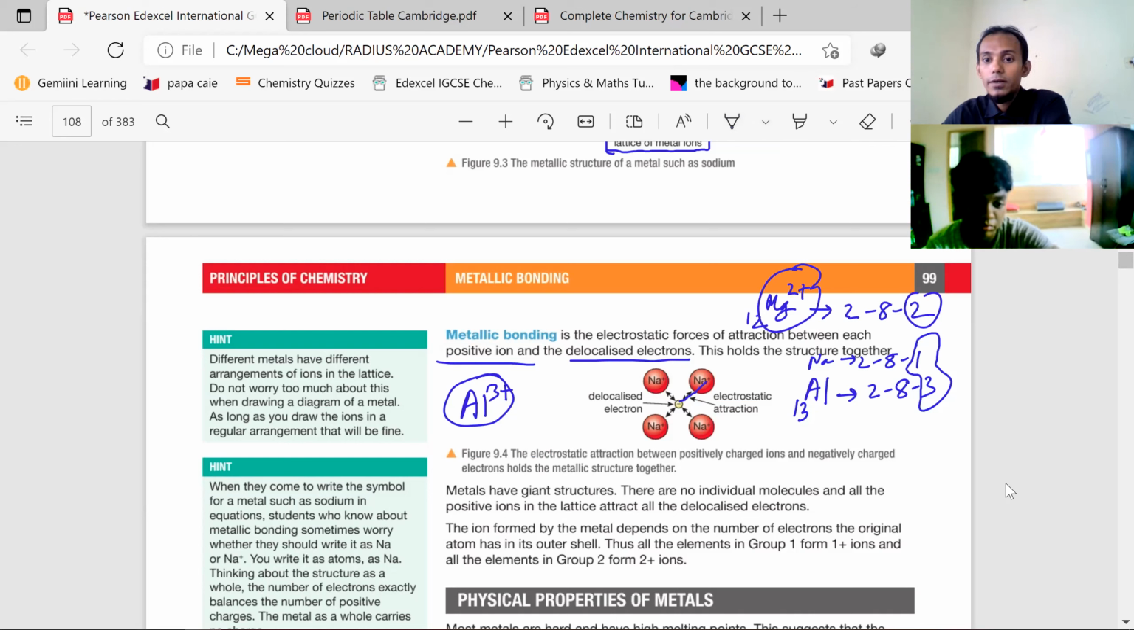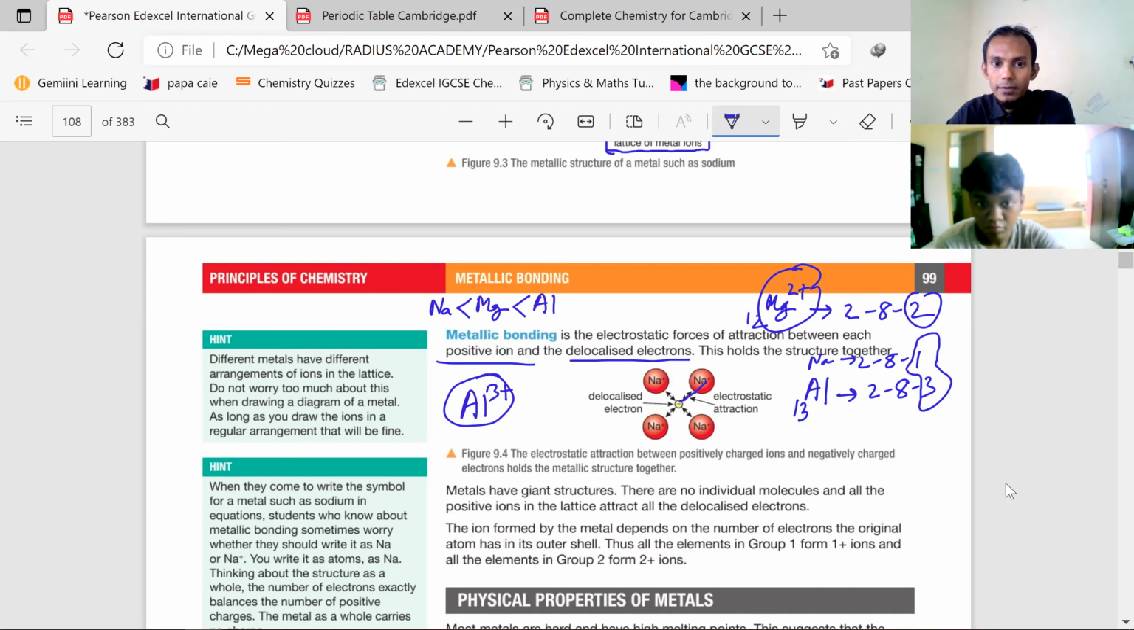Okay, and moreover, if you compare sodium, magnesium, and aluminum, sodium metal will have the lowest melting point and boiling point. Magnesium is moderate, and aluminum is highest because of the charge on the metal ion and the number of delocalized electrons present. It means the electrostatic force of attraction is strongest in aluminum and weakest in sodium.